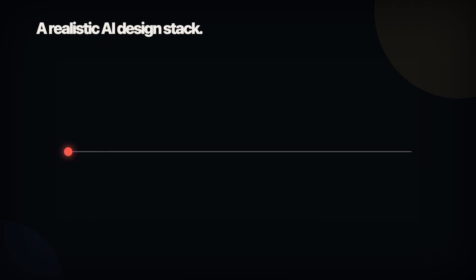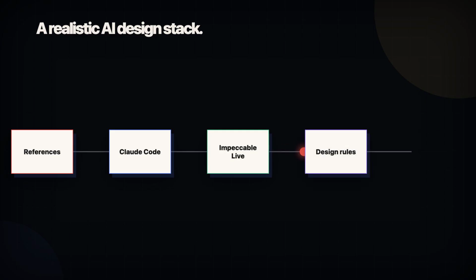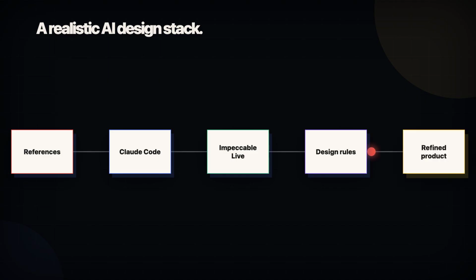This combination is probably the workflow I find most interesting. References for the big creative direction, Claude Code for structural changes, Impeccable Live for local refinement, and Impeccable's design rules acting like a quality layer across the whole process. That is a much more realistic model for AI-assisted design than simply typing, "Make me a beautiful website."